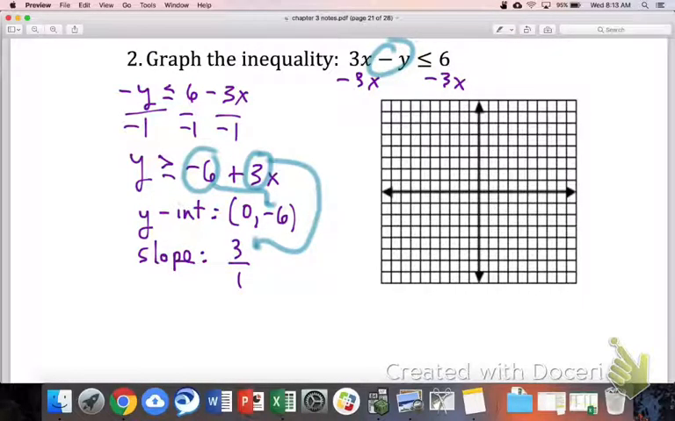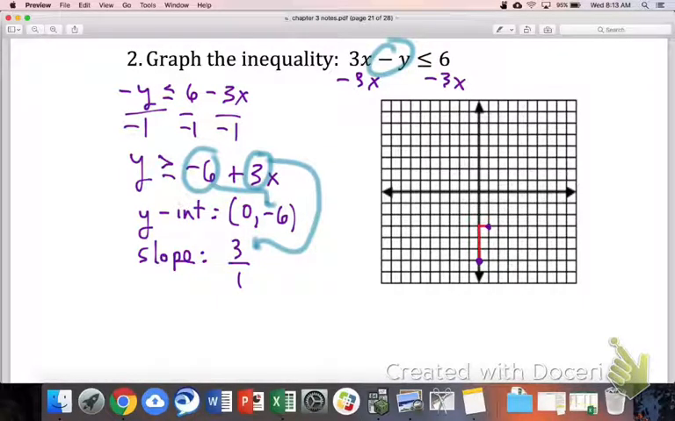So 0, negative 6 is, let's see here, 1, 2, 3, 4, 5. I got that right here. And then I'm going to count my slope off. So I'm going to go rise 3, run 1. So up 3, can you see it in red there? Yeah. Up 3, right 1. That'll give me my second point.